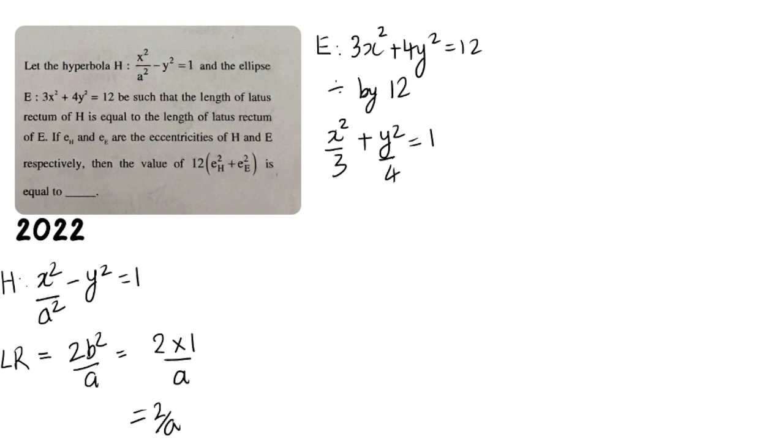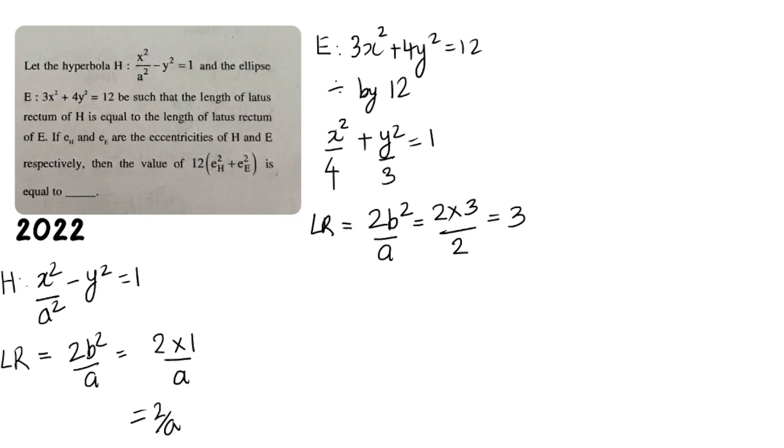I'm sorry, I made a mistake over here. It's x square by 4 plus y square by 3. And finding the latus rectum of ellipse, that is 2b square by a. The formula is same. So we'll get 2 into b square is 3, a square's value is 4, so the value of a will be 2. We'll get the answer as 3.